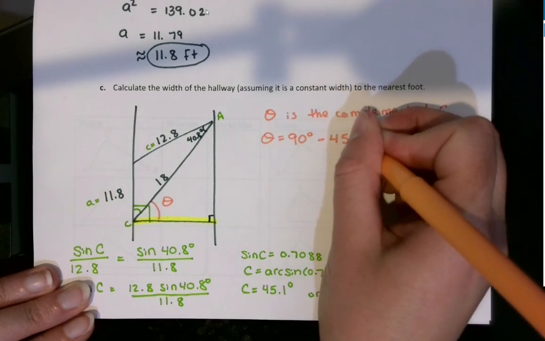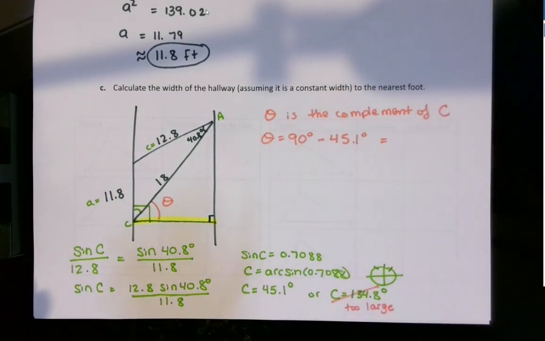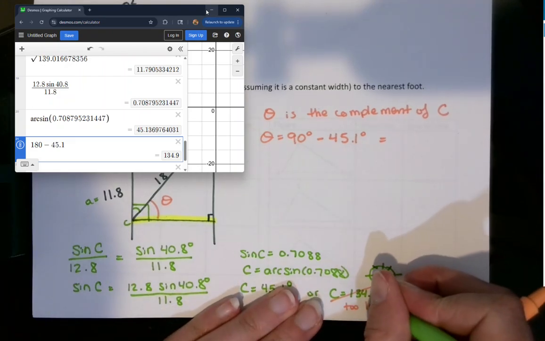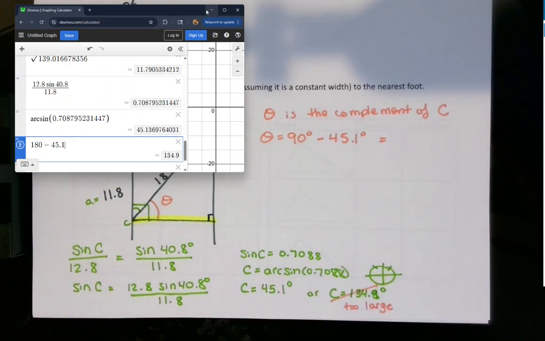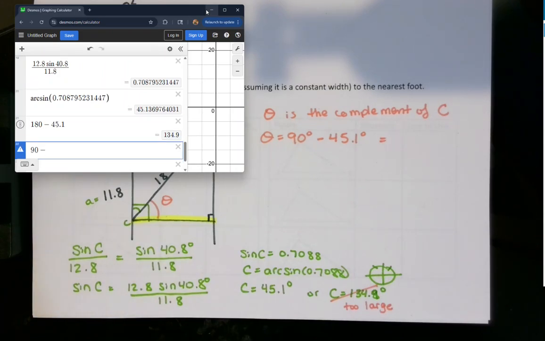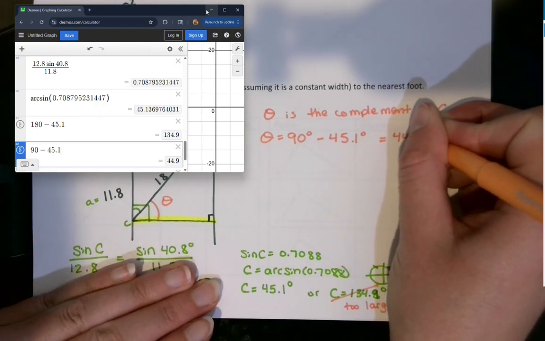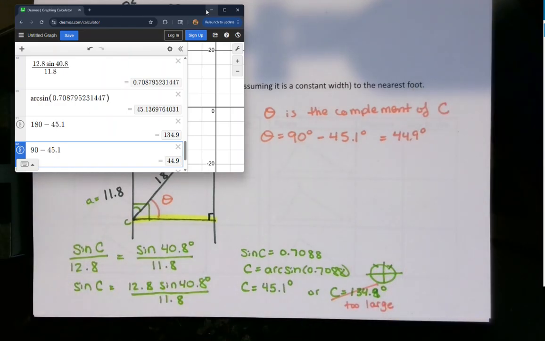So theta is going to be equal to 90 degrees minus angle C, which we've decided was 45.1 degrees. So they came out really close to being 45, but not, I guess it was 45, whatever it was. I meant to type 0.1 there. My fingers hit the wrong key. I didn't recognize that I did that, so I'll make that adjustment. It's still too big. So our 90 minus our 45.1 puts us just under 45 at 44.9 degrees.